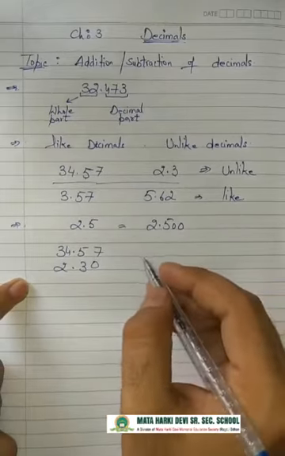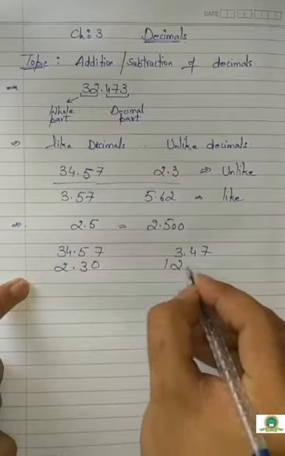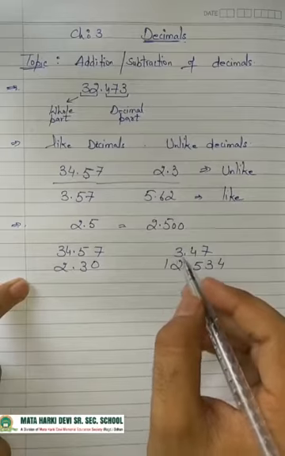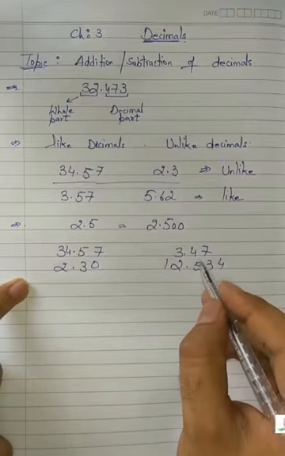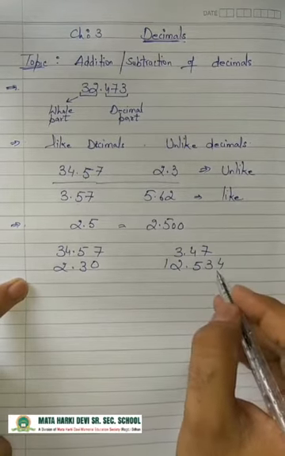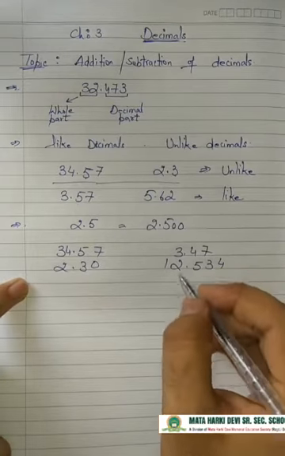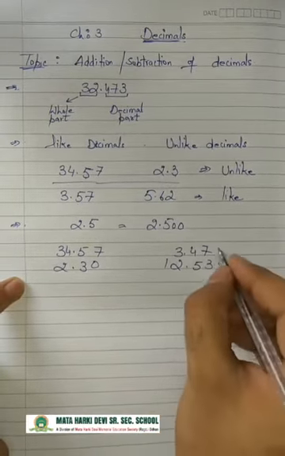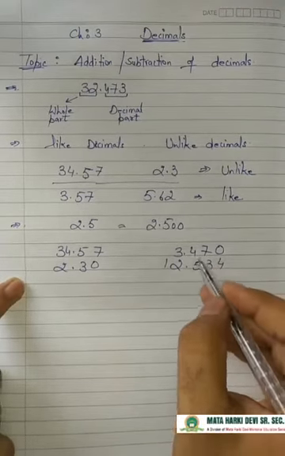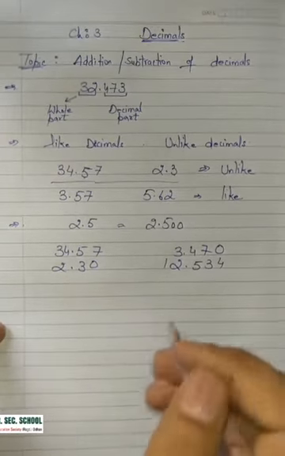You can take another example, for example 3.47 or 12.534. Do not bother about the whole part, you just need to see about the decimal part. There are 3 decimal places in the second number and 2 decimal places in the first number, so you have to change both the numbers into like decimal, equal the decimal places. So now both numbers have 3 decimal places and they are like decimals.